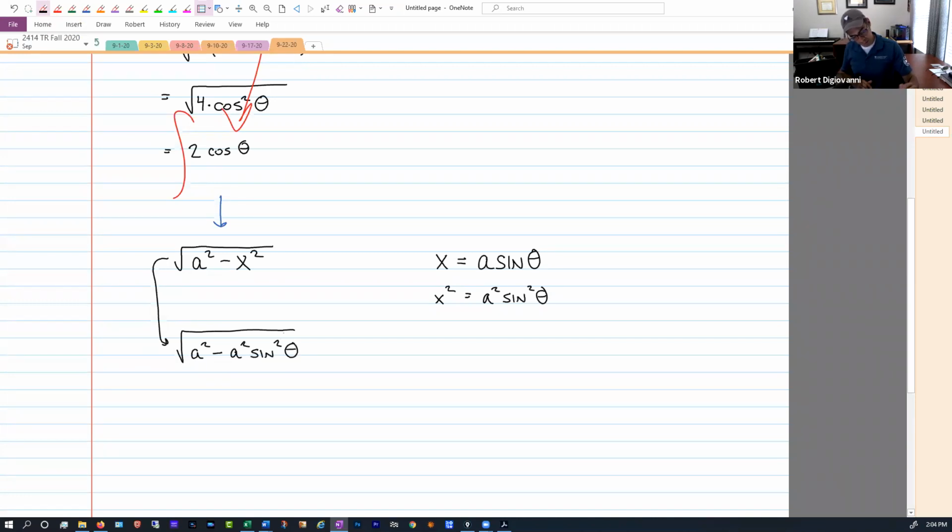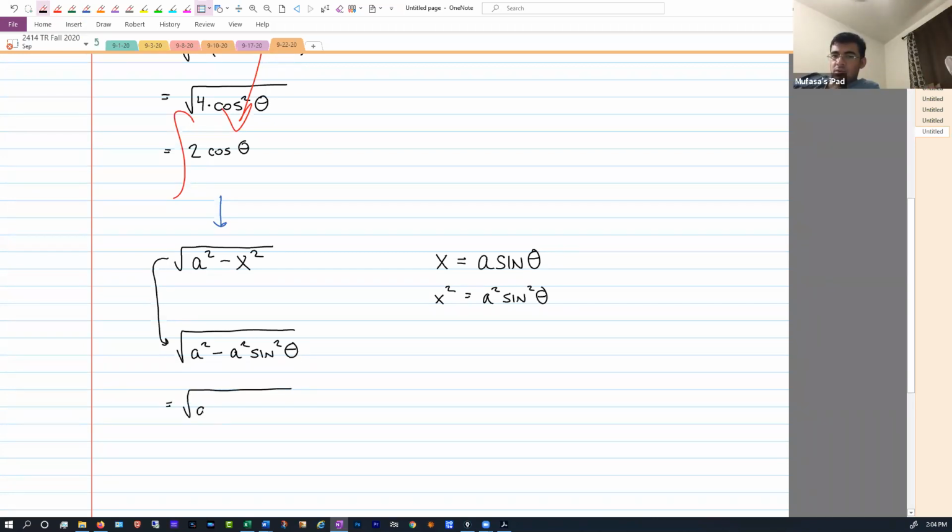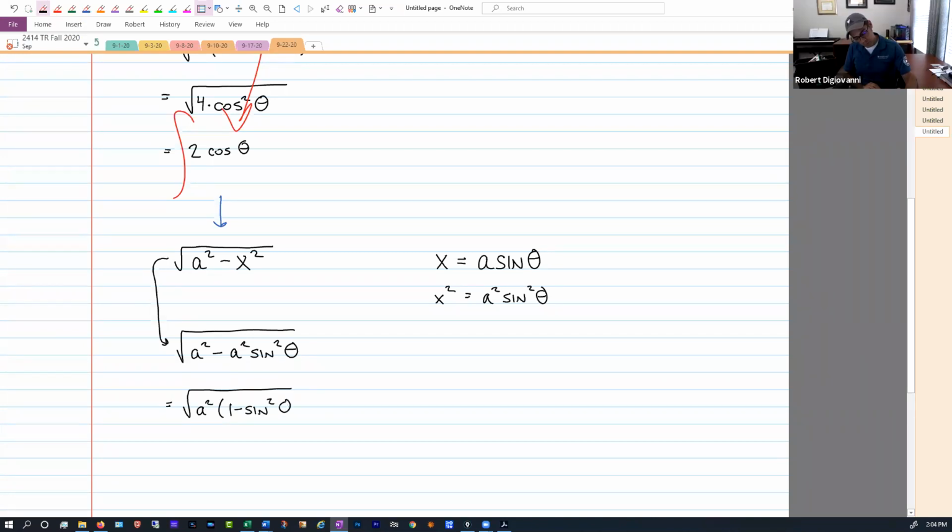What can we factor out? A squared can come out. And what will be left in there? Cosine squared. Yep, that will turn into 1 minus sine squared, which will switch over using the Pythagorean identity. And that just turns into a cosine theta.